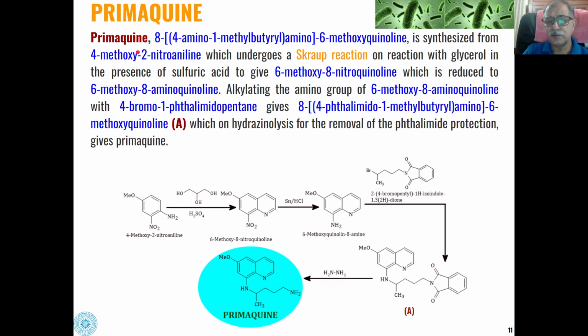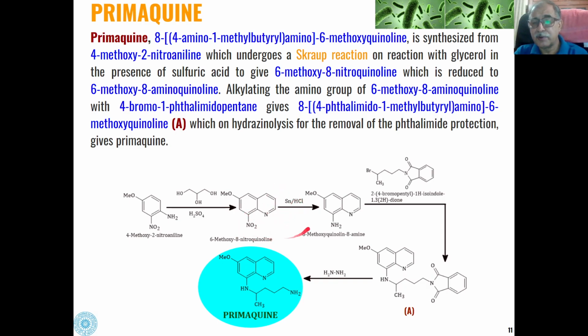Then is primaquine. Primaquine is synthesized from 4-methoxy-2-nitroaniline through Skraup synthesis reaction. So when in the first step the glycerol is reacted under sulfuric acid conditions with this reagent, this is converted into quinoline derivative through Skraup synthesis, and then this 6-methoxy-8-nitroquinoline derivative undergoes reduction in presence of tin HCl.